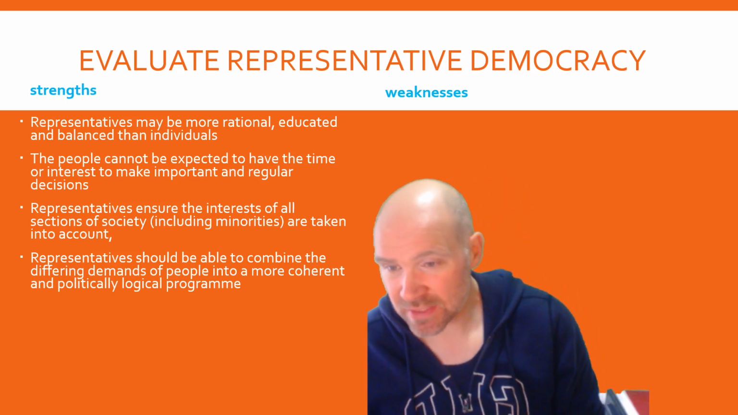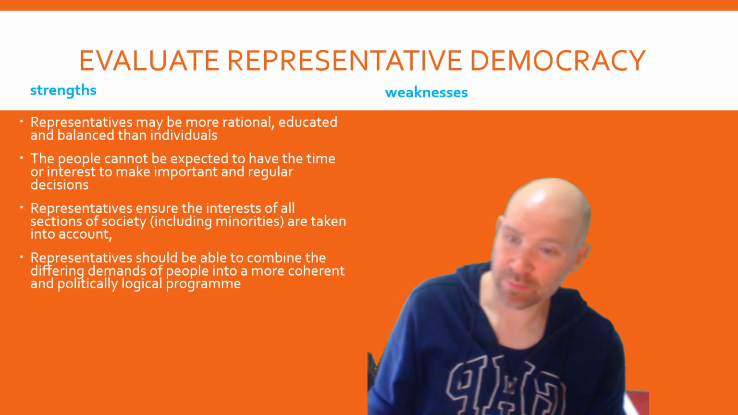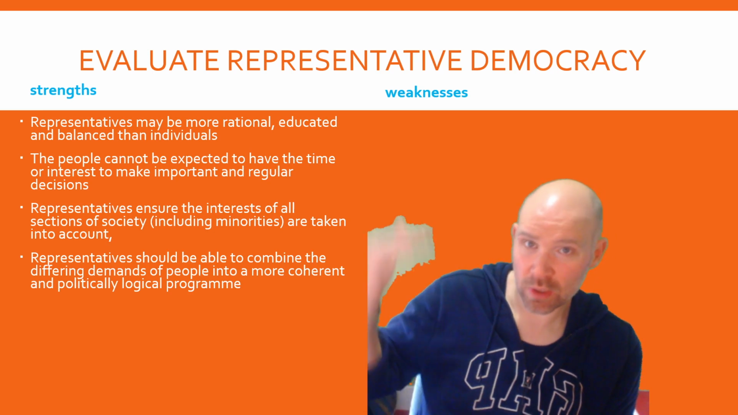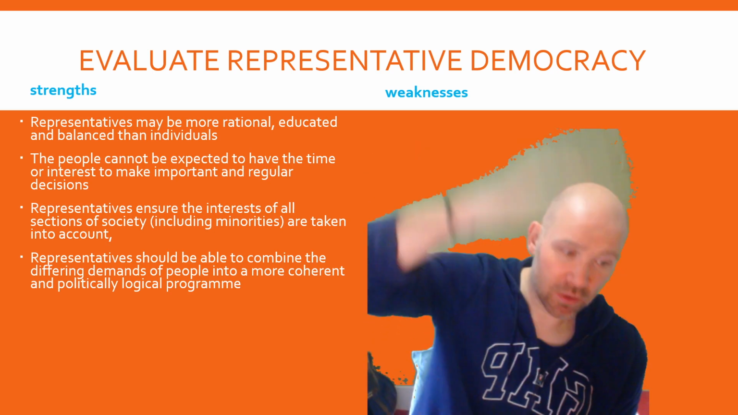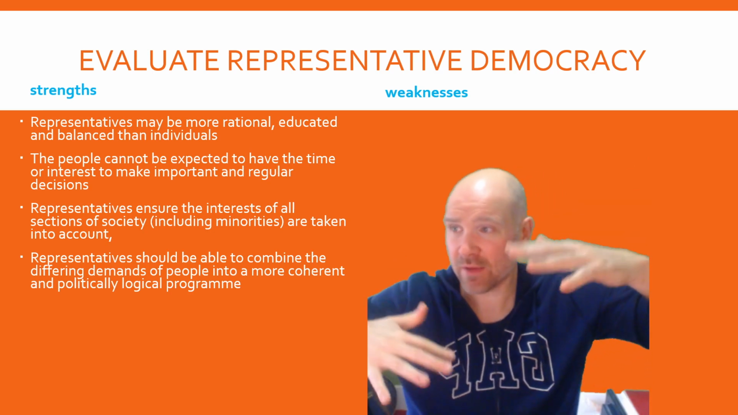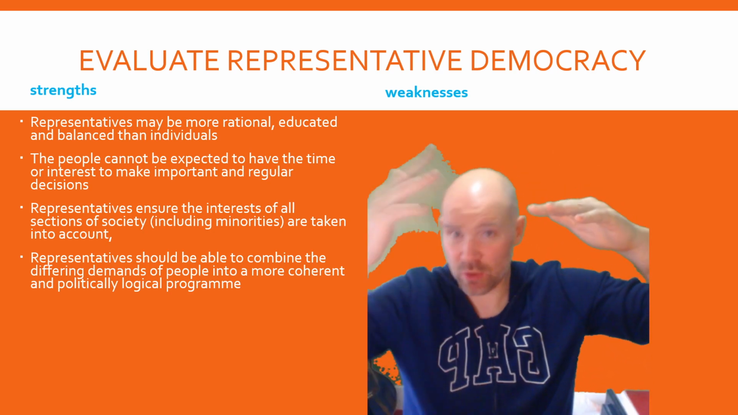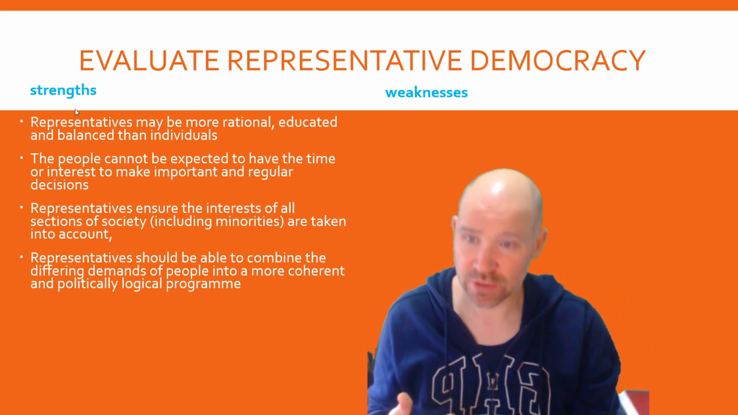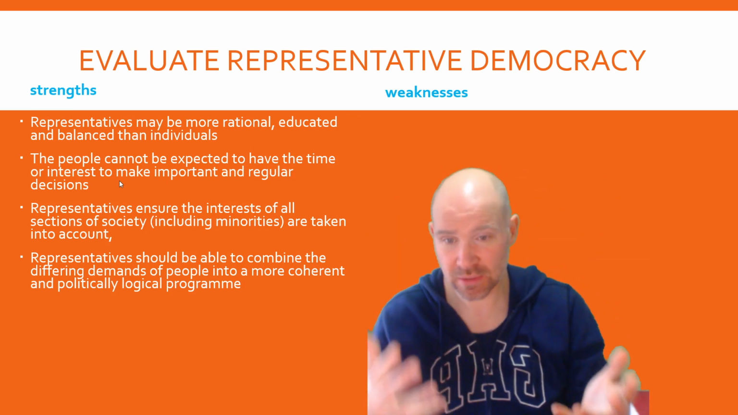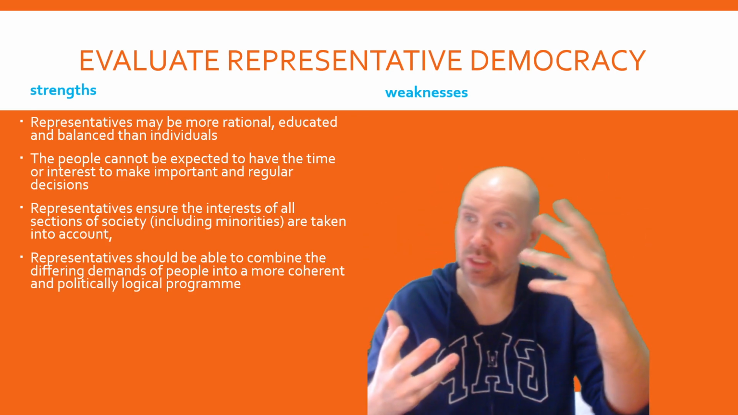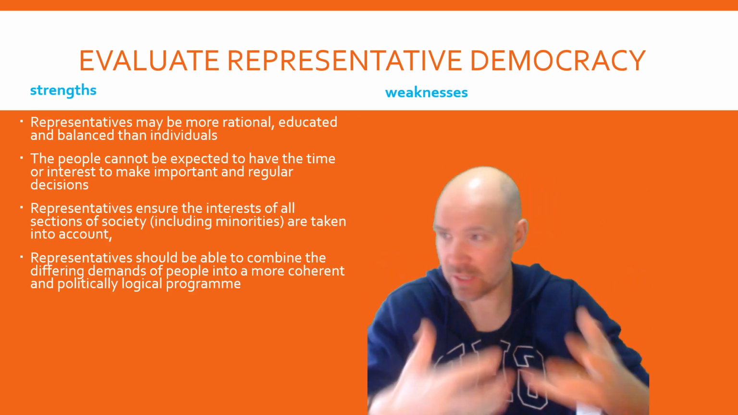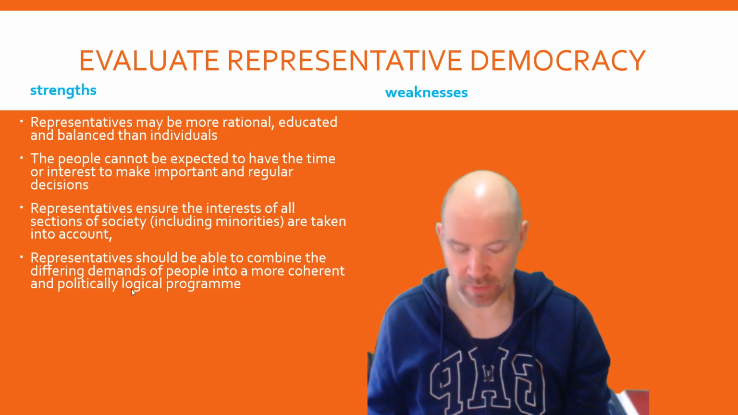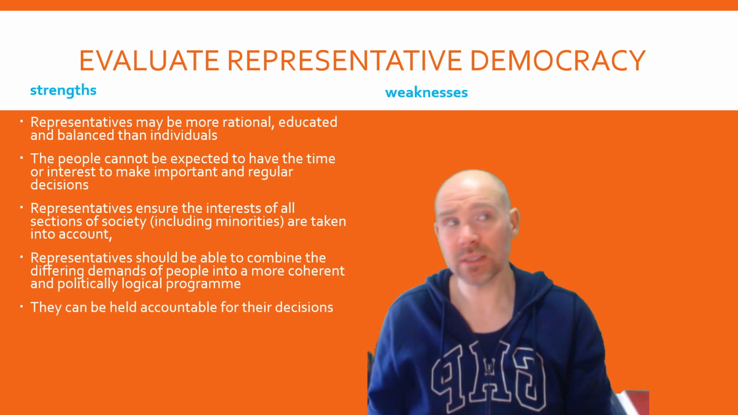Representatives should be able to combine the differing demands of people into a more coherent and politically logical program. I mentioned in the previous video that direct democracy has a problem, which is that people want low taxes, great education, great security, great public services and so on, and that's not coherent. You can't have great services and low taxes because you have to pay for them. And so the idea here is that a professional representative who is more rational, educated and balanced will be able to work within a party system to combine the needs of the country with a balanced taxation system and all the other things, to put all these different ideas together into what we call a politically logical program, and also an idea that everything is taken care of.